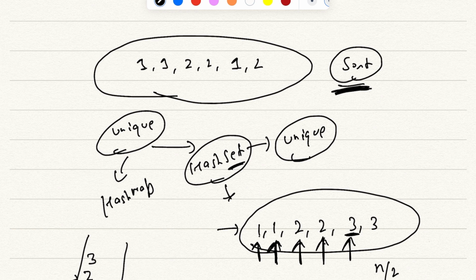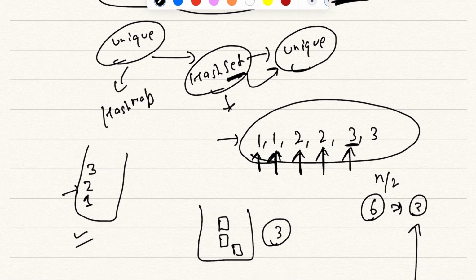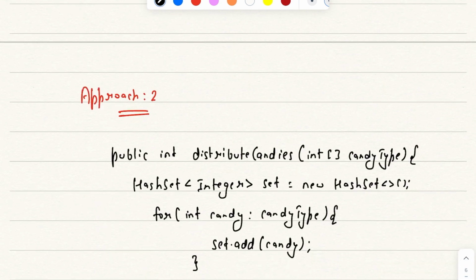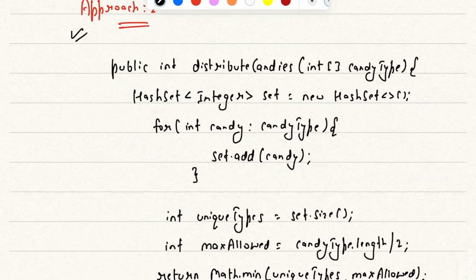So here, instead of sorting, we are using a set because we know the property of a set is that it contains unique elements, and here also I need to find the unique elements. That's why I'm using a set. So instead of sorting, we can use a set to solve this question. That's how we can solve this question with this second approach.